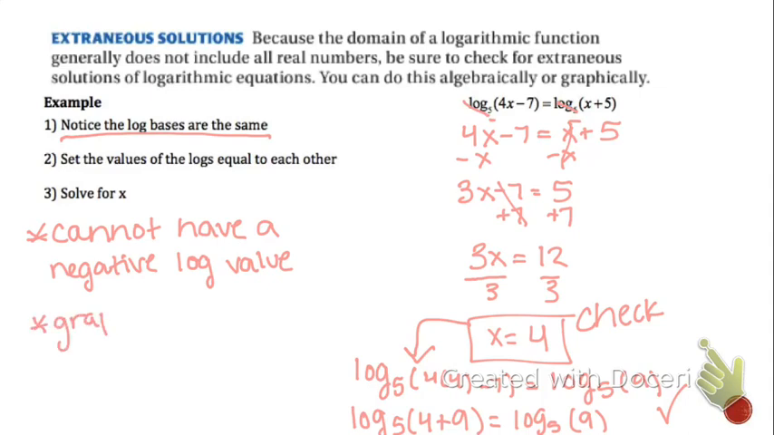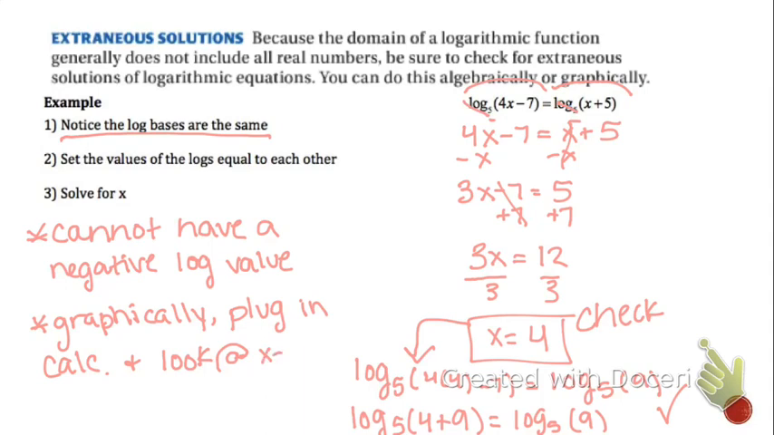All right. So checking this graphically, if you pause here and put both of these into your graphing calculator, you'll go to y equals, and then you'll type in log base 5 of 4x minus 7 into one line, and then in the next line you'll put log base 5 of x plus 5, and then you'll hit second table, second graph, which will bring you to your table.